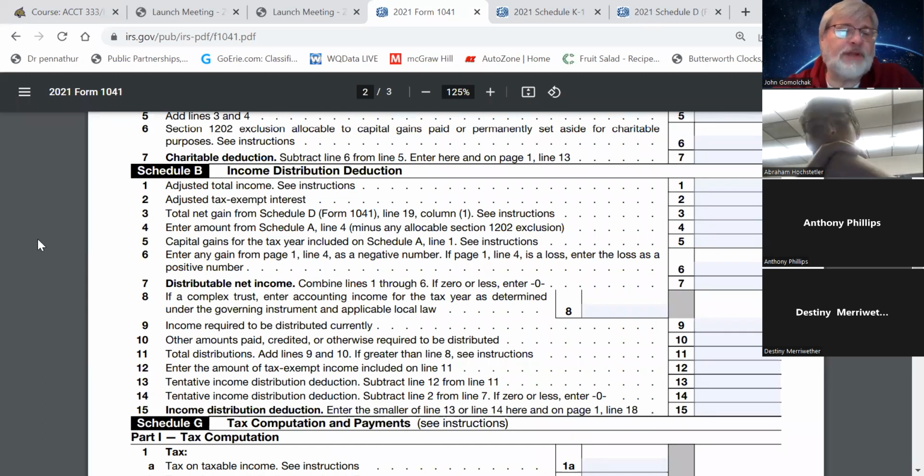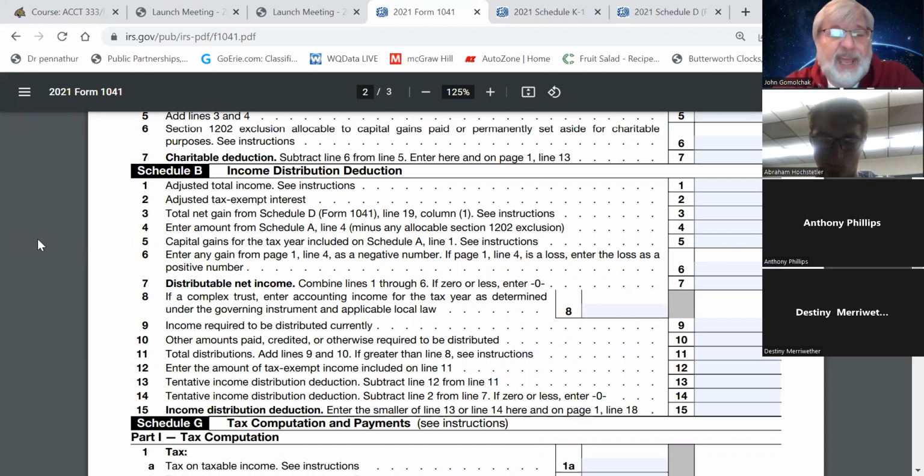Line 5, capital gains for the tax year included on Schedule A, line 1. Once again, unless we have some sort of a strange trust that's existing for the purpose of creating money for charities, we're not going to have anything there. Schedule A, anytime they reference Schedule A above, that's that charitable stuff. Okay, so if we're not going to be doing anything with that, don't worry about those numbers.